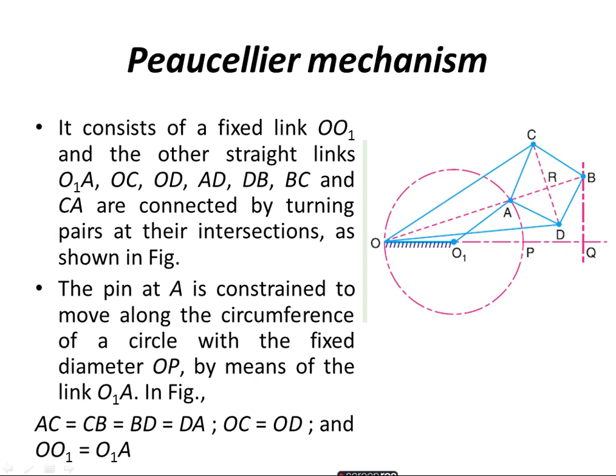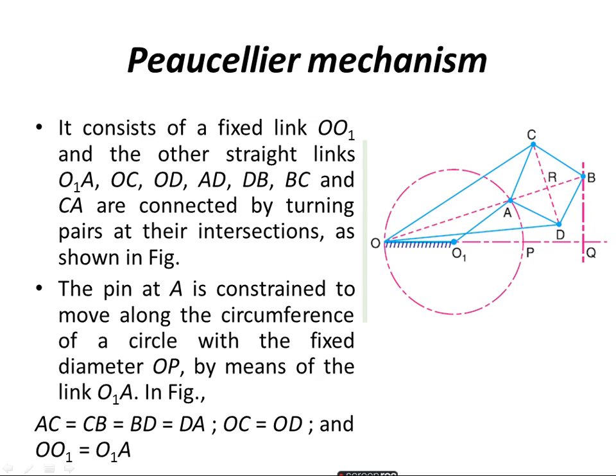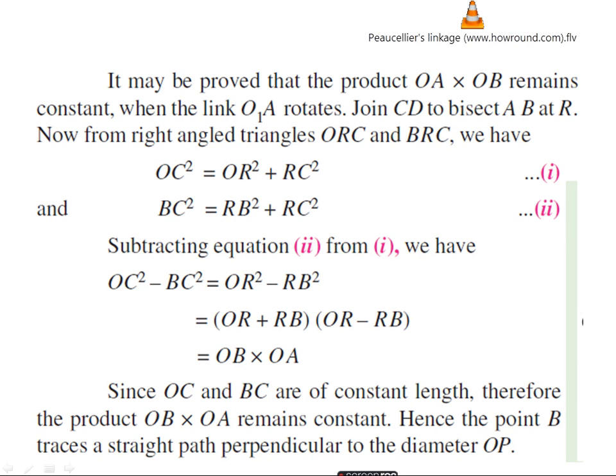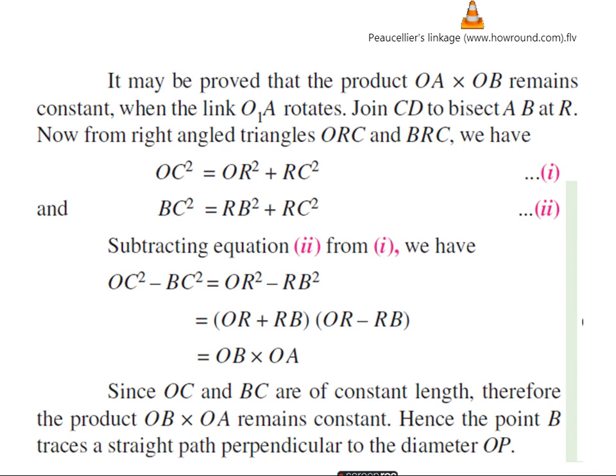OR plus RB is nothing but OB. Then OR minus RB is nothing but OA, this distance, because this is subtracted. So OC square minus BC square will be nothing but OB into OA. Since OC and BC are of constant length, the product of OB into OA remains constant. Hence the point B traces a straight line perpendicular to diameter OB. So we are getting a straight line here.